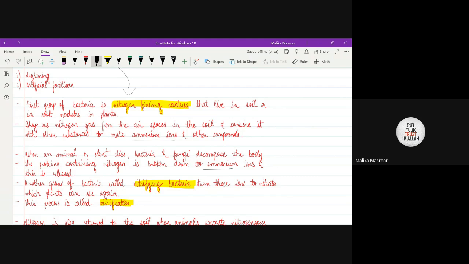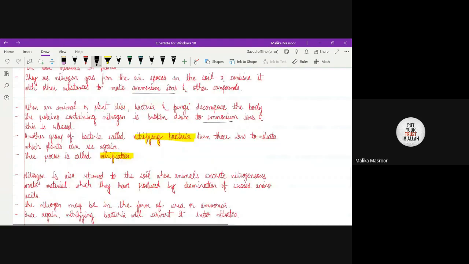Now this is called nitrification. That was nitrogen fixation. This is nitrification. Second. Third. Nitrogen is also returned to the soil when animals excrete nitrogen as waste material.